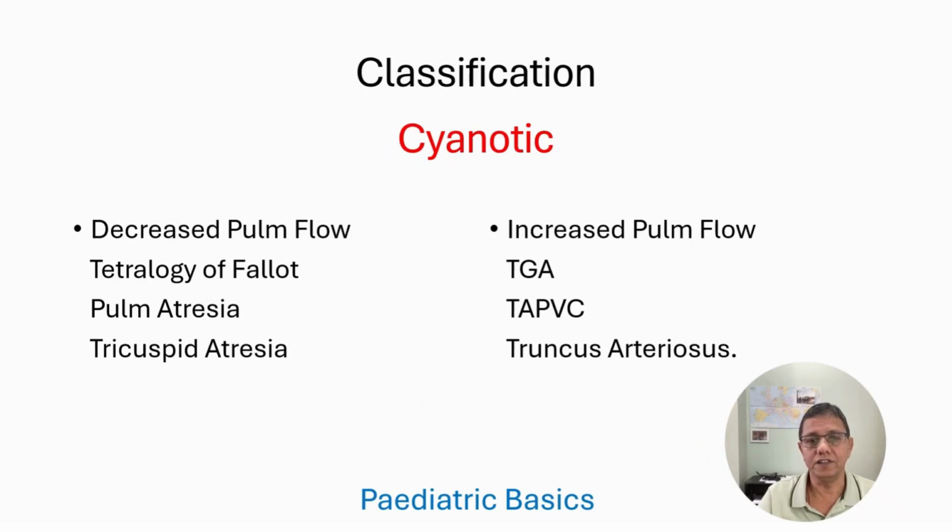Cyanotic congenital heart diseases can be further divided into decreased pulmonary blood flow and increased pulmonary blood flow. As you can see, I have mentioned the examples there. Tetralogy of Fallot is the commonest one. Then you have pulmonary atresia, tricuspid atresia, and with the increased pulmonary blood flow, there is transposition of great arteries, total anomalous pulmonary venous connection, and truncus arteriosus. There are quite a few others, but I have not mentioned them here.